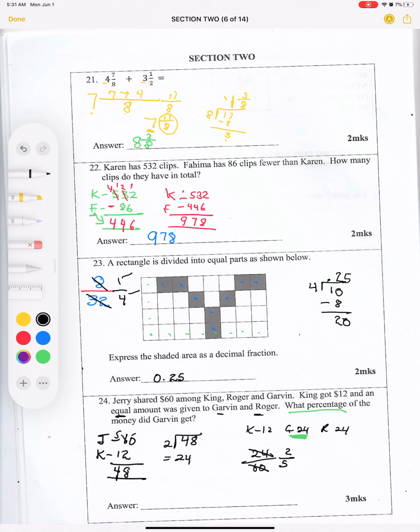So, let's make that into a percentage now. 2 over 5 times 100 over 1. 5 into 5, 1, 5 into 100, 20, 2 twenties are 40. 40 over 1, so 40%. We write our answer on the line, 40%.